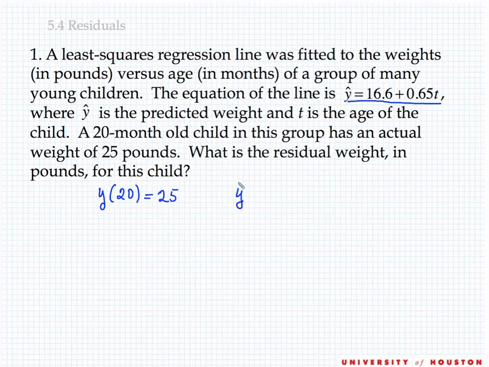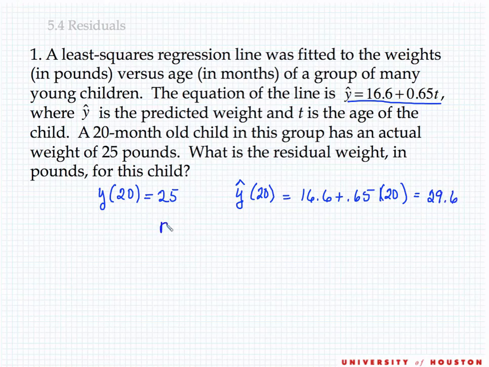What is the residual weight in pounds for this child? Well, first we need to figure out what y hat of 20 is, and we get that by plugging 20 into our least squares regression line. And we get a value of 29.6. So our residual will equal our y value minus our y hat value, which will be negative 4.6.